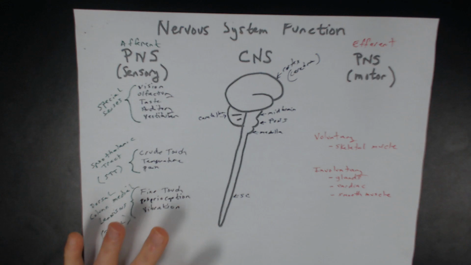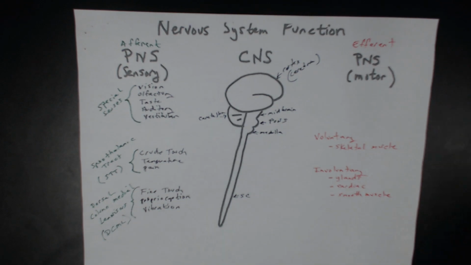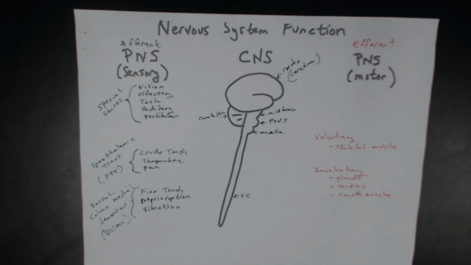So afferent information is coming in from the PNS into the central nervous system, and then the central nervous system interprets that information and puts out an appropriate motor response. When it puts out the motor response, that's called efferent function for the PNS. Okay, just wanted to go back and clarify that.